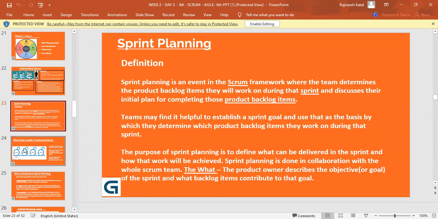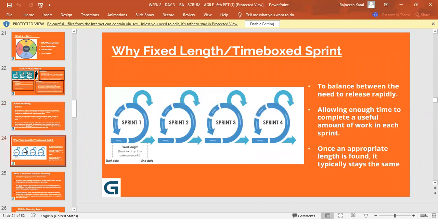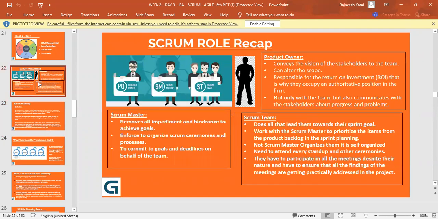Okay. Yes, Prerna. So when we looked at slide number 22, Scrum role recap, we saw that one as a Scrum team last. Should that not be development team actually, because Scrum team is Scrum Master, product owner, and development team?